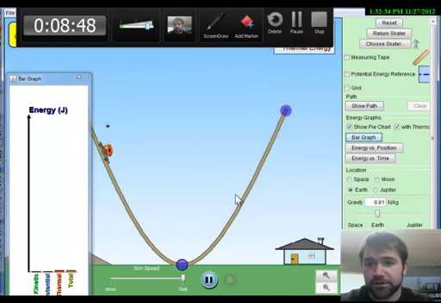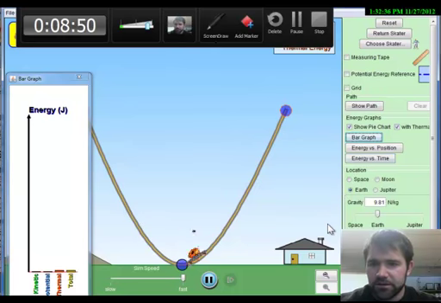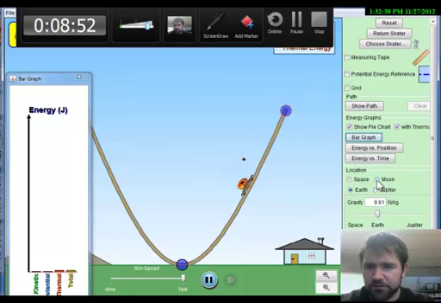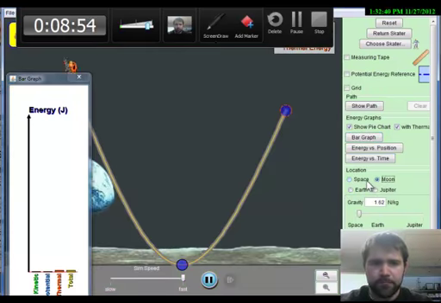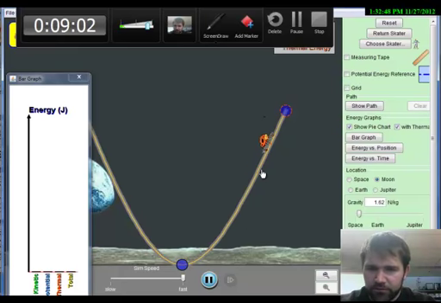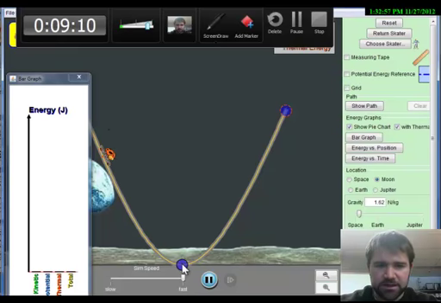Okay, and the last thing you can change on this simulation is the gravity. So I can go to the moon. And I'm going to return skater. And what happens is the bug now is actually going slower. Why is the bug going slower than before? Well, because there's less gravity, therefore the original gravitational potential energy was less, and then his kinetic energy will actually be less at the bottom.